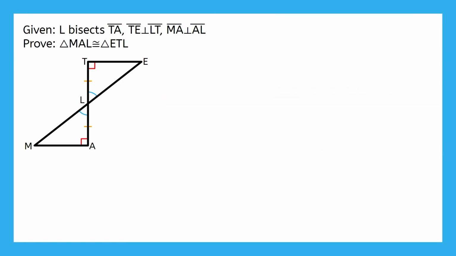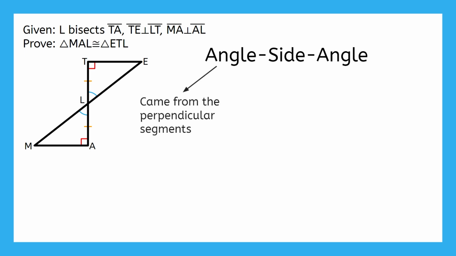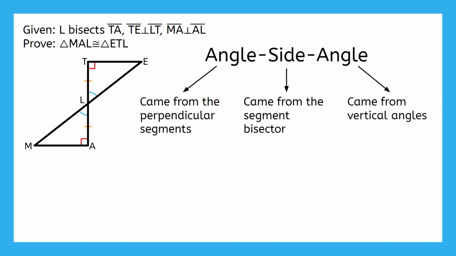You've been working with proofs for a little while now, so I'm confident that you can make your own flowchart for this proof. Instead of giving you a full flowchart to work with, let's do a quick summary. We know that eventually we're going to prove these triangles are congruent using the angle side angle congruence theorem. One of our angle congruences came from the perpendicular segments that we were given. The side congruence came from the segment bisector that we were given. And the second angle congruence came from vertical angles. So pause the video here and write your own flowchart proof for this problem.